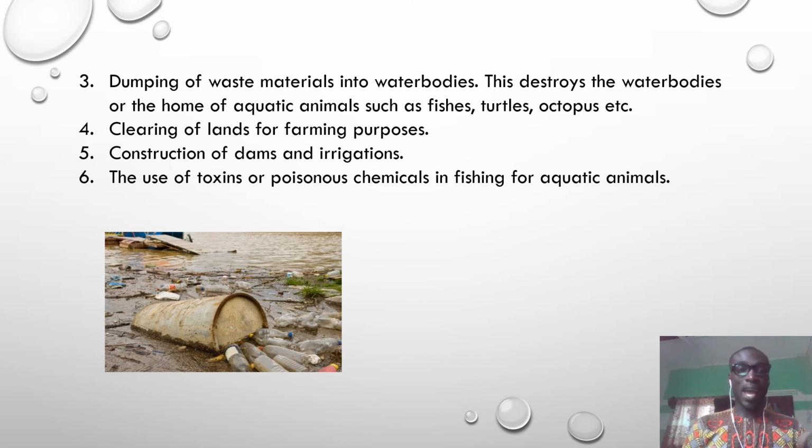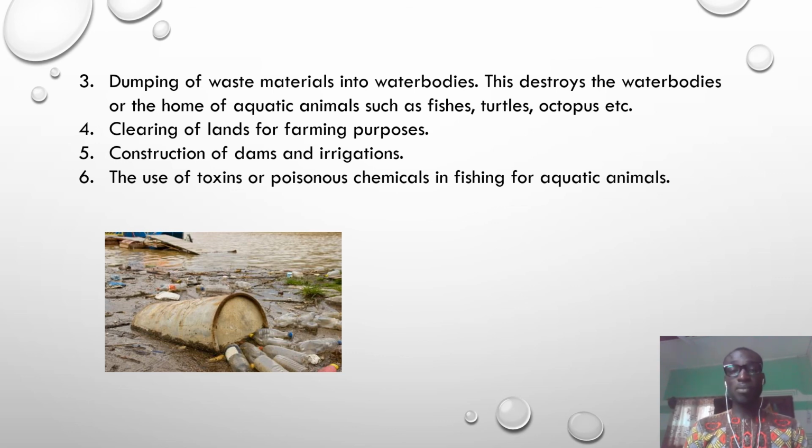Also, we can identify another one here. We have the use of toxins or poisonous chemicals in fishing. So you realize that some people use these chemicals such as DDT in fishing, which is very, very wrong, and it destroys the aquatic life or animals that are found in these water bodies. You end up destroying them or killing them, which is also very, very bad, and as such it causes an imbalance in the ecosystem.